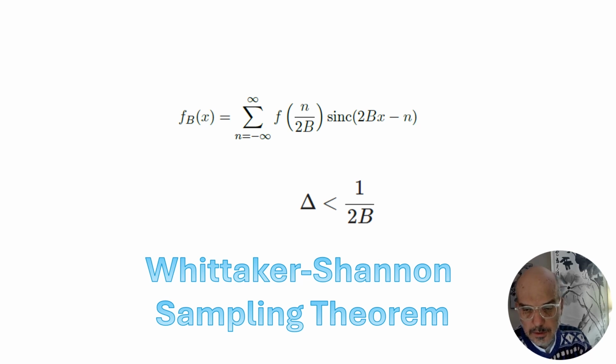The challenge of this theory is that it assumes that we can determine f of x equals n over 2B exactly. But when we make measurements in optical systems, we make a measurement that exists over some region of space or time, and we don't have the possibility of delta function sampling.